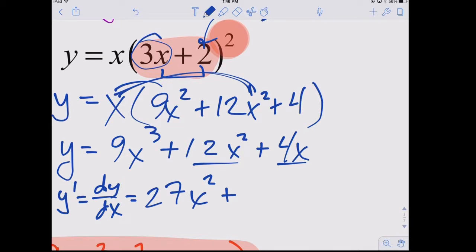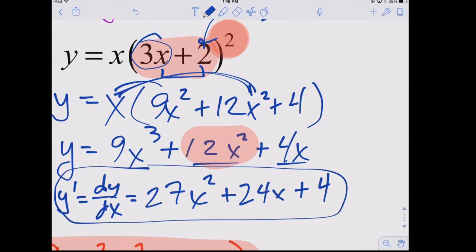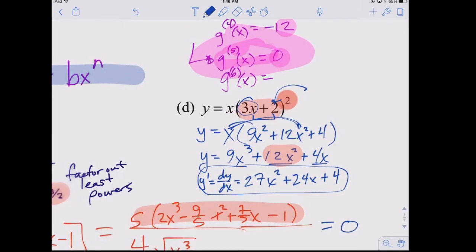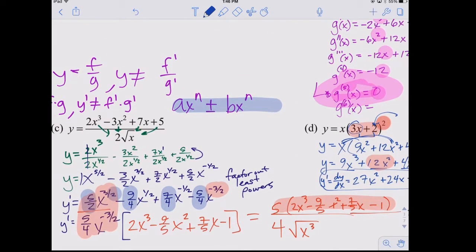Okay. So what would this middle term become then? 24x, and then the 4x becomes 4. Yeah. And that's the derivative, right? So that type of problem is a little bit easier than the other type. But I guarantee you'll have one of each of those on the next test, and they'll both be multiple choice questions. So expand and then split up.